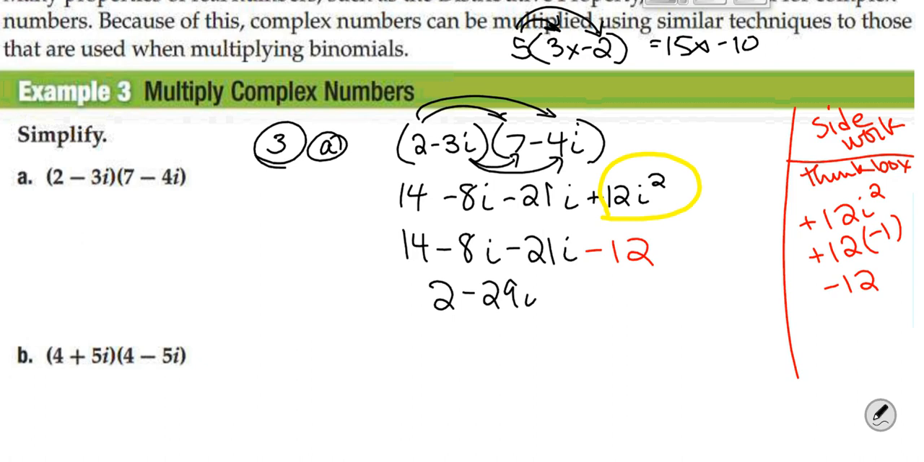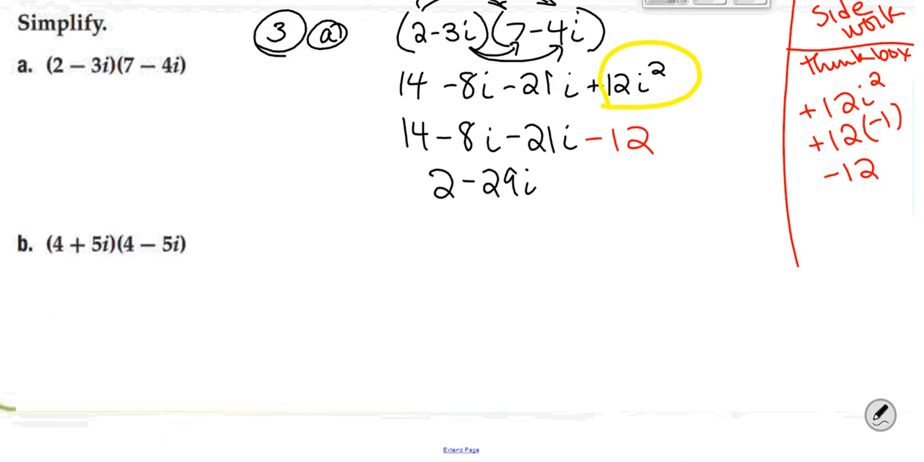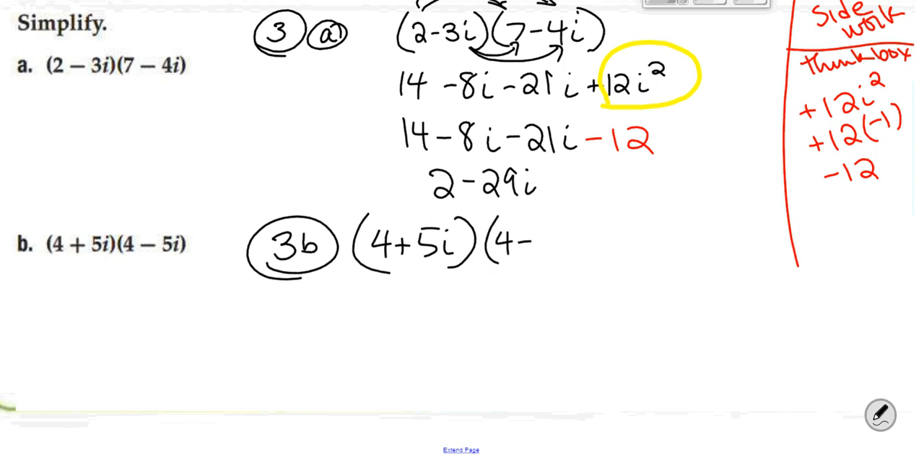So maybe take a moment if you want, and this is 3b, and see if you can do this one yourself. So 4 plus 5i times 4 minus 5i. Same thing, if you want to pause this and try it, and then I'll go over it in just a moment here. So if you've paused it, now I'm going to use that distributive property.